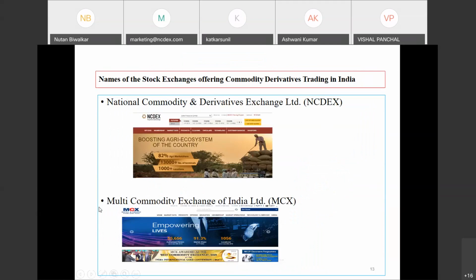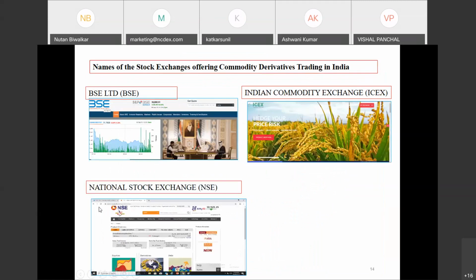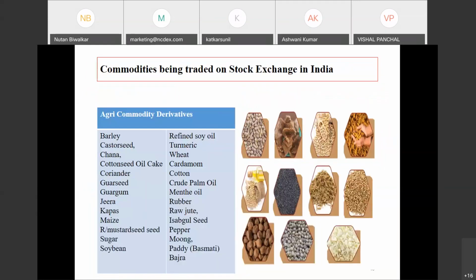Now these are the exchanges: National Commodity Derivatives, Multi-Commodity, BSE, NSE and Indian Commodity Exchanges. These are the stock exchanges. You can go to their website and go through the information on that. Now we come to the commodities being traded on the stock exchange.